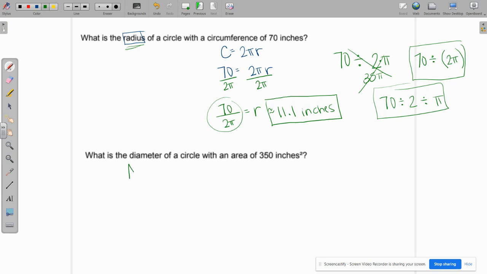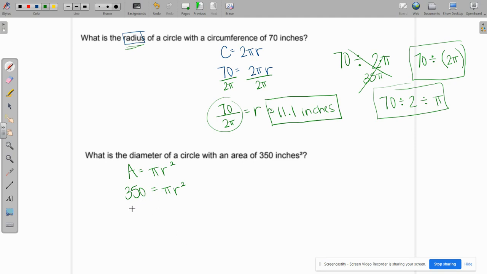What is the diameter of a circle with an area of 350 square inches? So we know that the area formula is equivalent to pi times the radius squared. We're going to try to solve for the diameter, which means in this formula, we can first solve for the radius, and then if we double the radius, that will give us the diameter. So I'm going to plug in 350 for area. So 350 equals pi r squared.